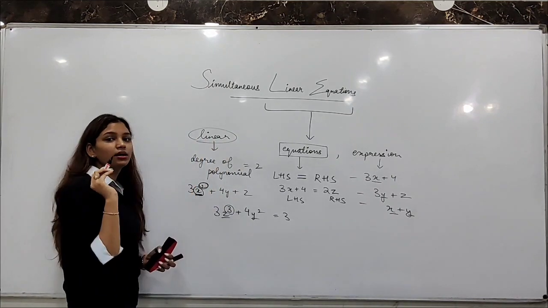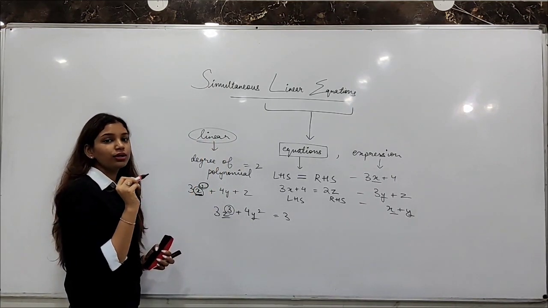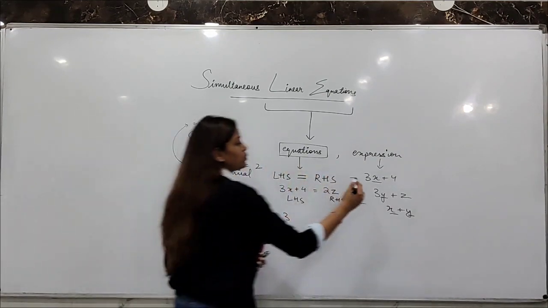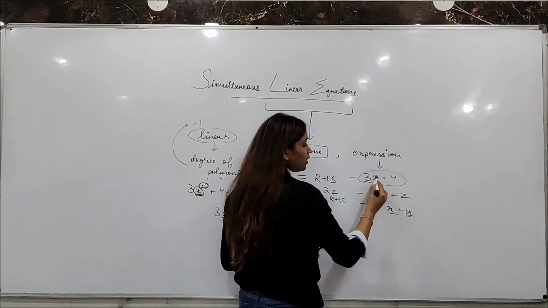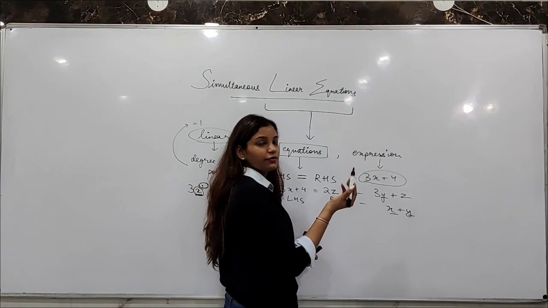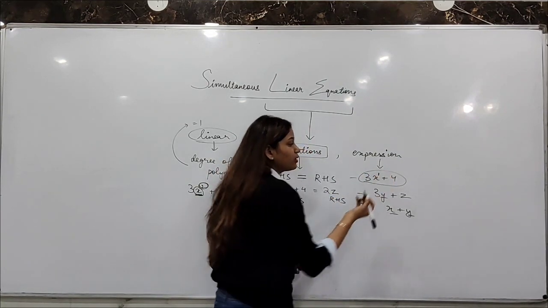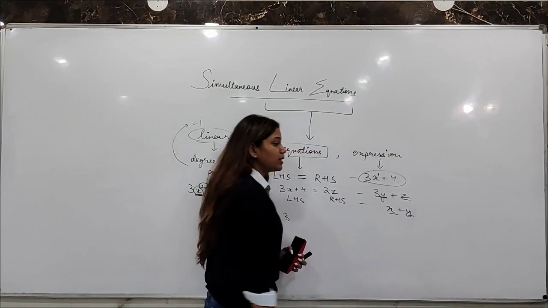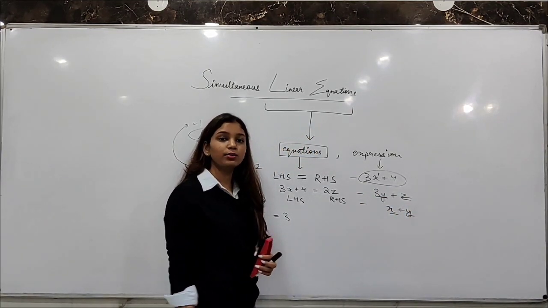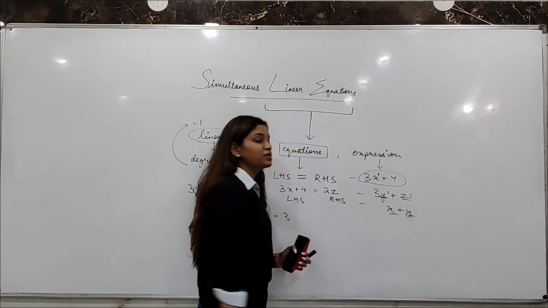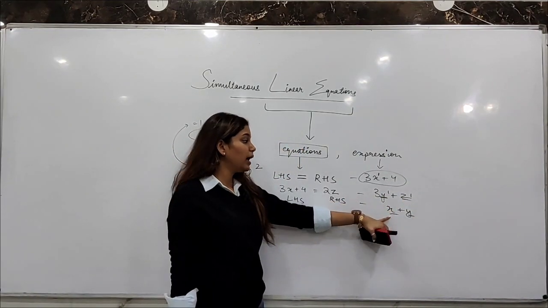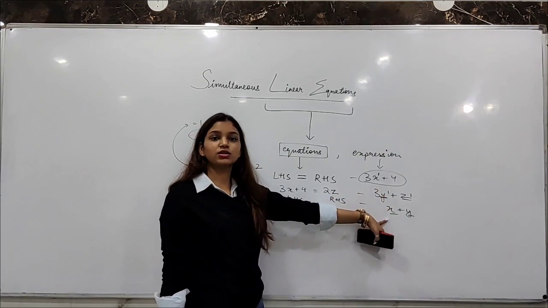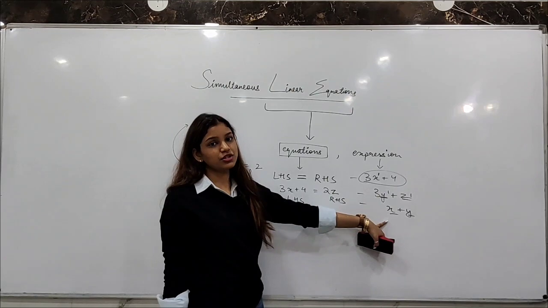Linear refers to those polynomials for whom the degree is 1. Let us see this one, 3x plus 4. You have only one variable and the power of it is 1. So here the degree is 1. Similarly, if you see in the second expression, there are two variables, but the degree for both of them is 1. So again the degree is 1. And in the third one, the degree is still 1. So all these three expressions are called linear expressions.